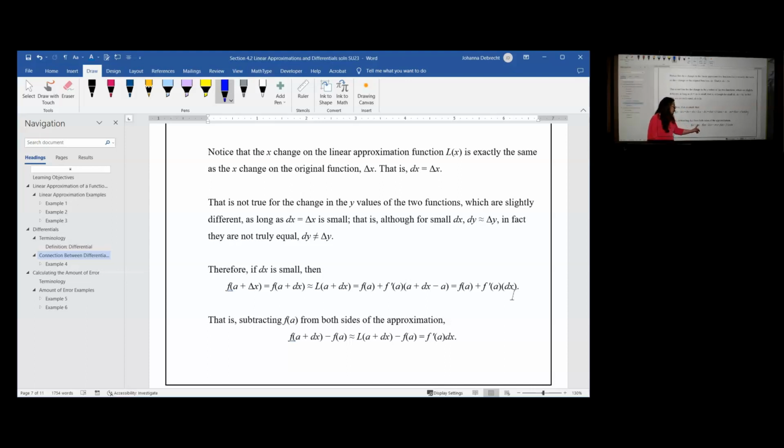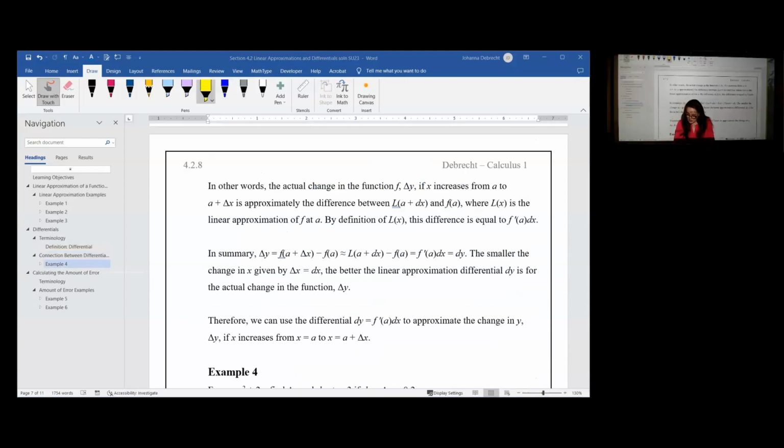The difference in the y values on the function is approximately equal to the linear approximation function minus f of a, which I know to be dy, which is f prime of a dx. In other words, what we're saying is delta y is approximately equal to dy, and dy is f prime of a times the differential dx. Again, this is only accurate as long as we are close to the value a, and dx is small.